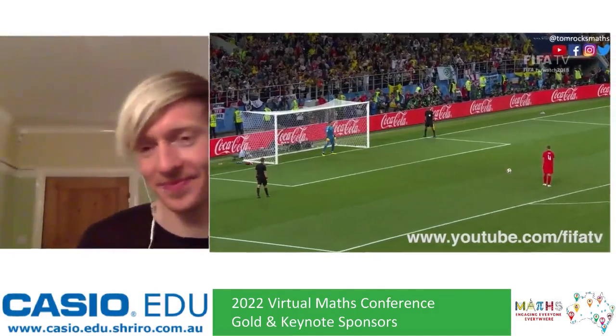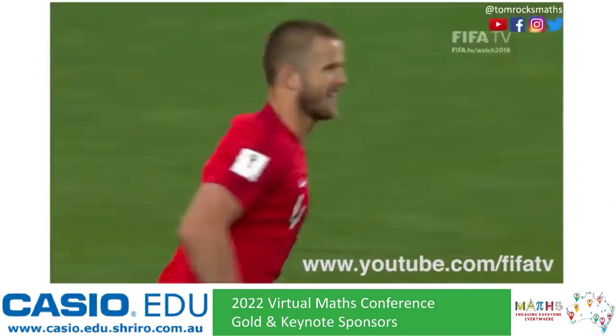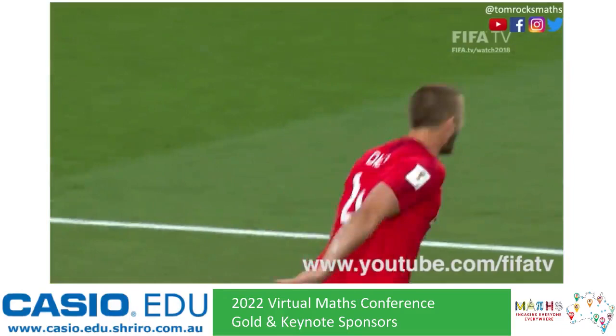Eric Dier places the ball on the spot. And England win on penalties!